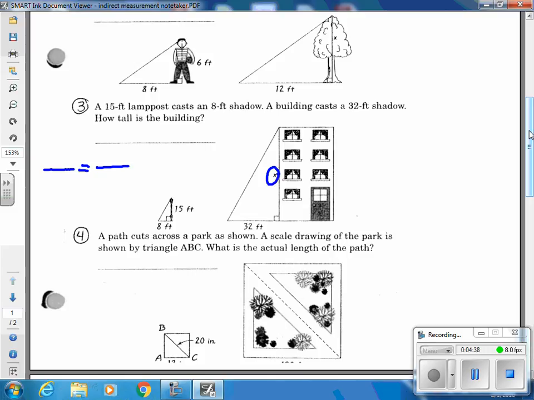So let's go with the 15. 15 is how tall the light post is. Well, how tall is the building? We don't know. That's where the X goes.